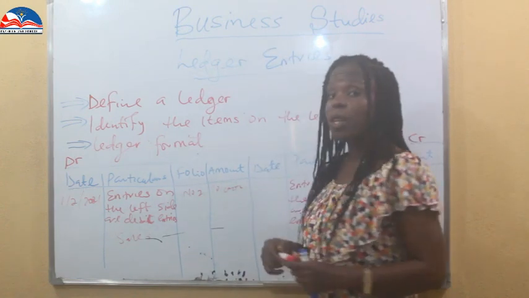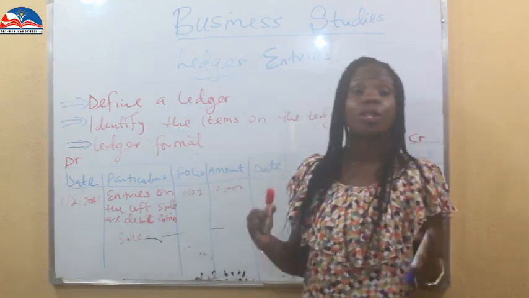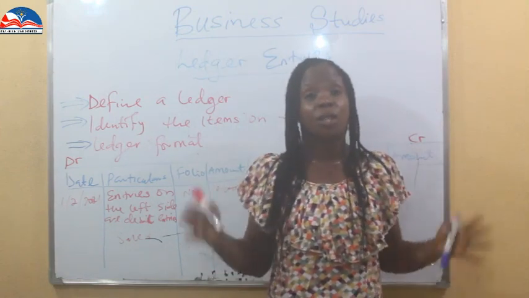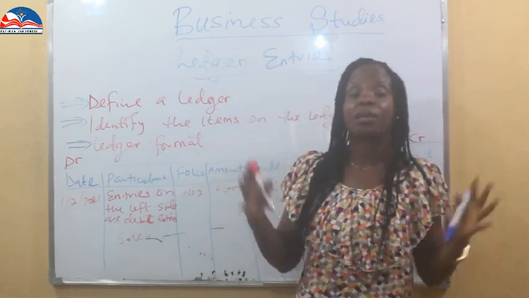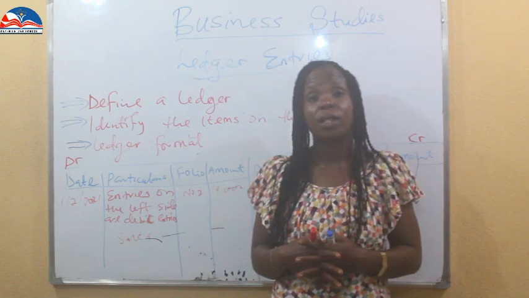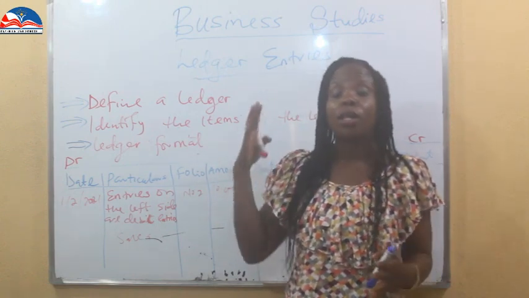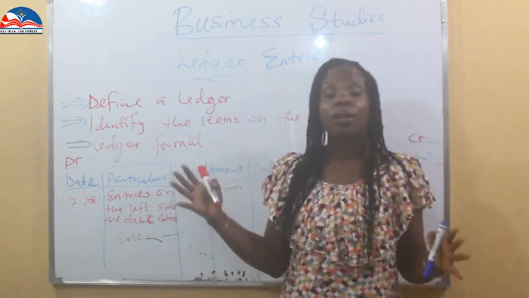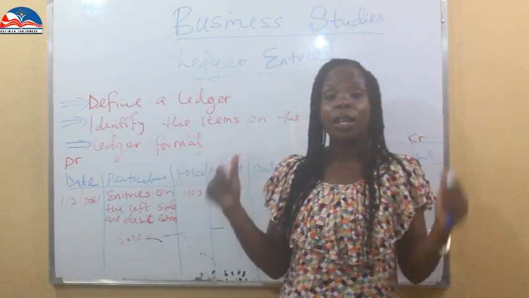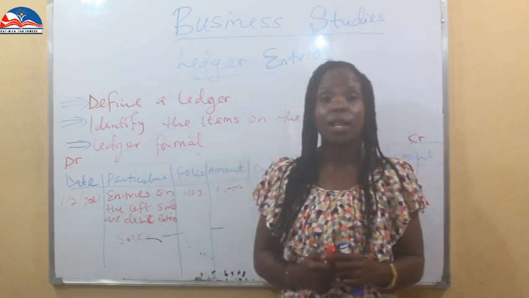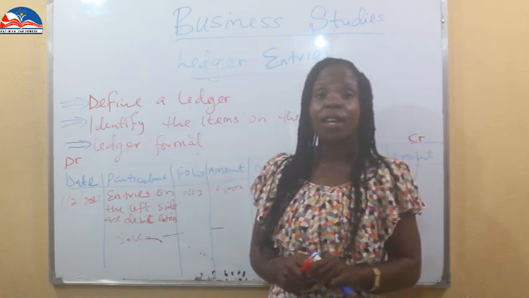We've seen the format of a ledger today. In our next class, we're going to put transactions into this format. We've seen the items that appear on the ledger: the date, the amount, the particulars, the folio, the credit entry, and the debit entry. In our next class, we will take ledger entries as they appear in our ledger book.